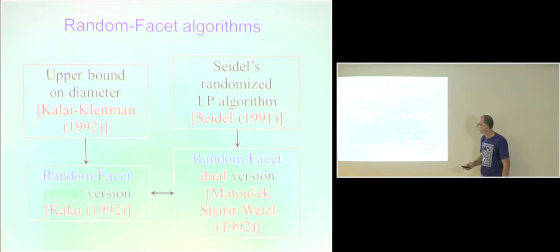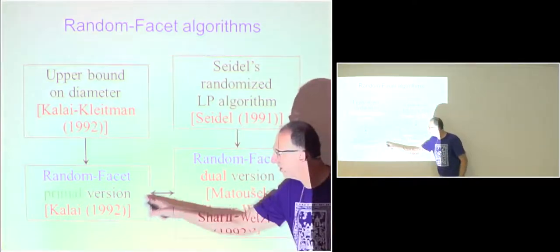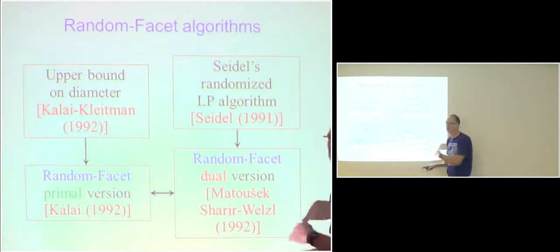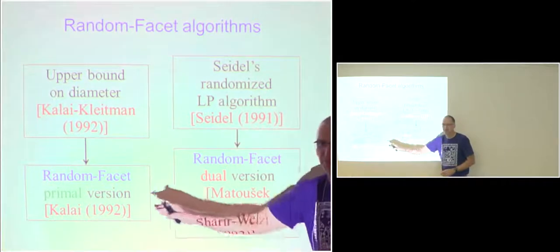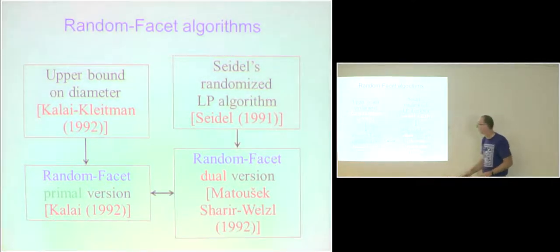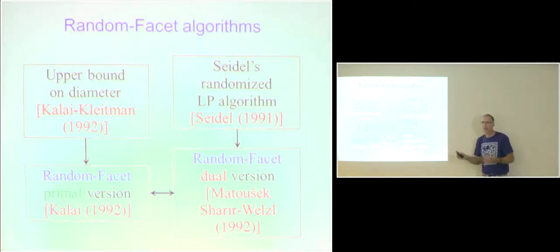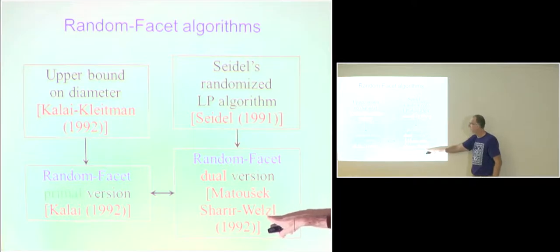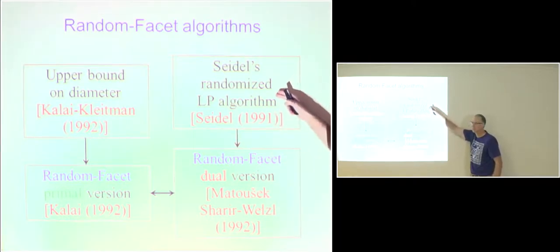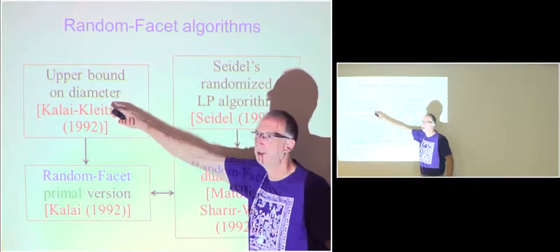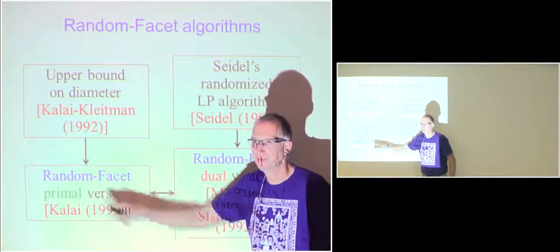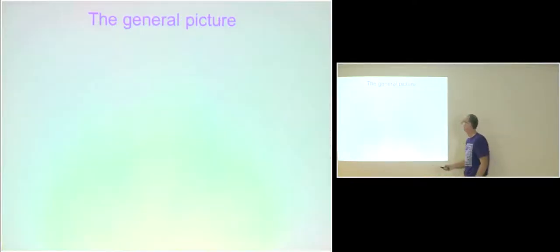The interesting thing is that the primal version and the dual version of these algorithms were essentially discovered independently at about the same time, the same year, which is quite remarkable, even though the motivation for deriving them came from completely different directions. Matoušek-Sharir-Welzl were just trying to improve Seidel's algorithm, and Gil Kalai started by getting an upper bound on the diameter, which he turned into an algorithm. And surprisingly, it's the same algorithm.